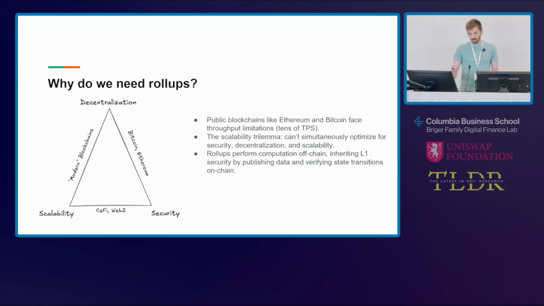So first of all, before we begin, why do we need rollups? In blockchain, we say we have a trilemma between scalability, decentralization, and security. It's not a theorem, it's just an intuition of different trade-offs that blockchain designers might pick. Some might argue that this has been solved by modern blockchains, etc. But public, truly decentralized blockchains like Ethereum and Bitcoin face a throughput limitation in terms of the transactions per second they can achieve and process.